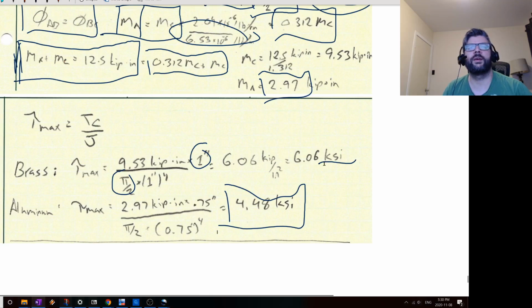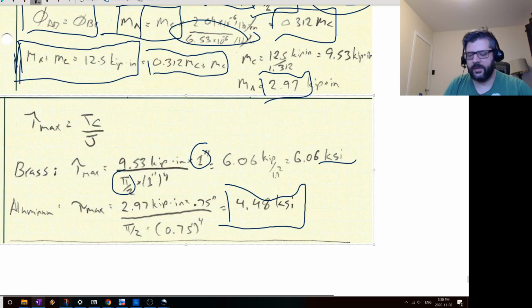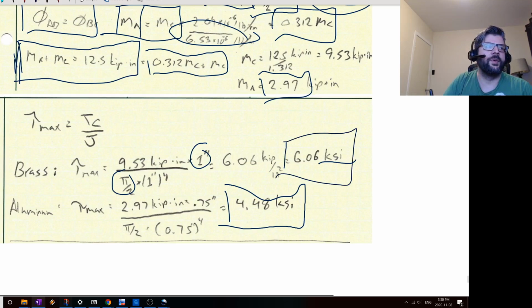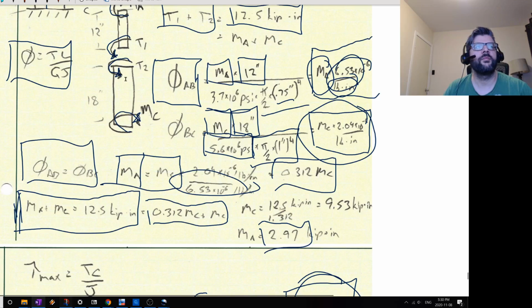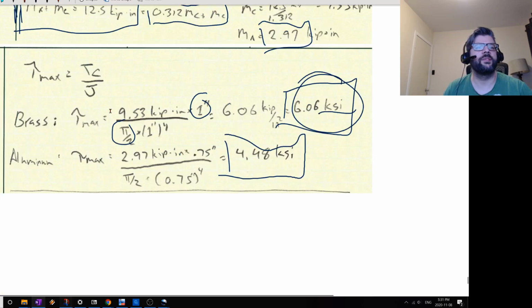So again, it also shouldn't be surprising that the brass stress is higher than the aluminum, because they've got the same angle of twist, but this is a stiffer material. A stiffer material with the same strain applied to it is going to cause a higher stress level as well. So anyways, that is about that.